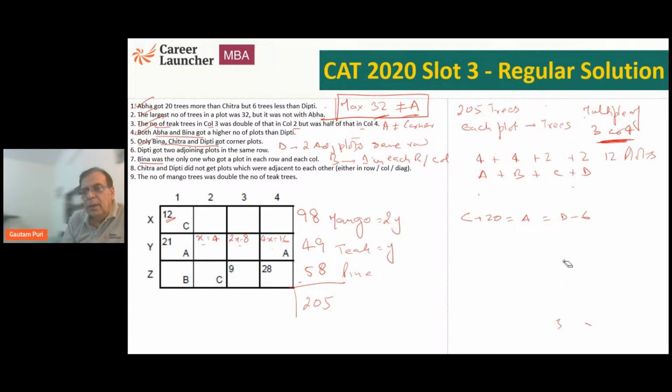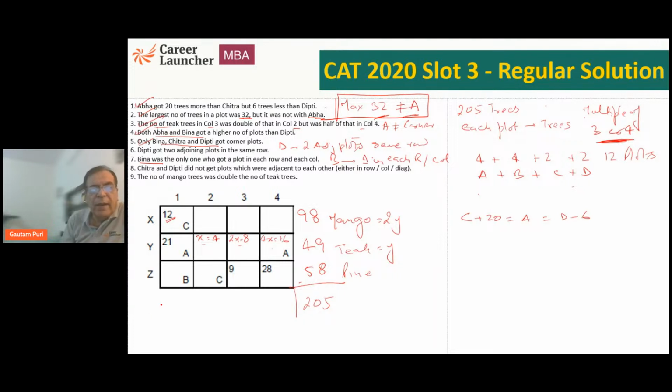Okay. Now, right now, I'm doing the regular or the conventional solution. We'll come to the Jugar solution. Sanat, I hope this is clear. Look at statement number 2. Largest number of trees on a plot was 32, but not with Abha. If you put 8, 16, 32, then Abha will get 32 trees, which is incorrect as per statement 2. So 32 trees for Abha violates condition 2, hence 8, 16, 32 is ruled out.